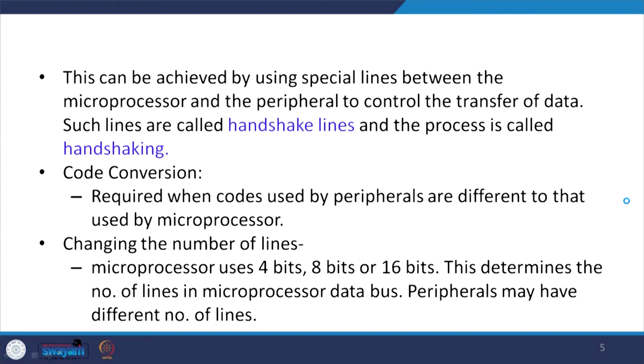Next is the code conversion. This is required when the codes used by the peripherals are different to that used by the microprocessor. Then we have a requirement of the conversion of the code. Or we could also have the requirement of changing the number of lines. A microprocessor uses 4 bits or 8 bits or 16 bits. So, this determines the number of lines in the microprocessor data bus. Peripherals may have a different number of lines. So, we may require to change the number of lines.